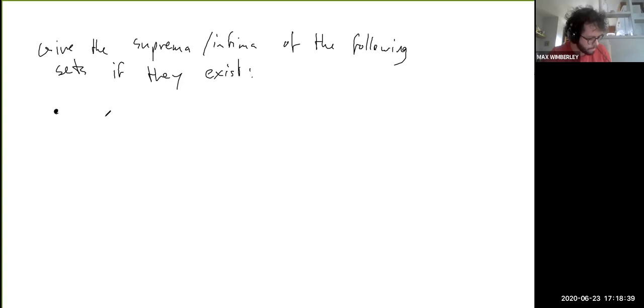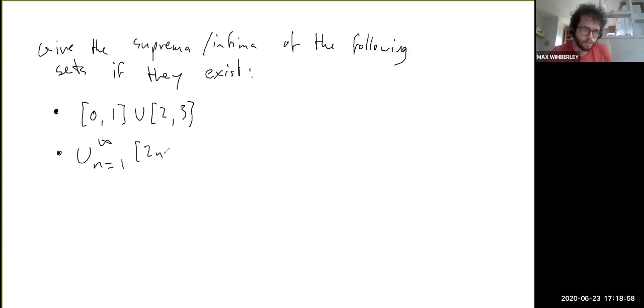So let's try [0,1] union [2,3]. That's one of them. The union from n equals 1 to infinity of [2n, 2n+1]. The intersection from n equals 1 to infinity of (-1/n, 1 + 1/n).